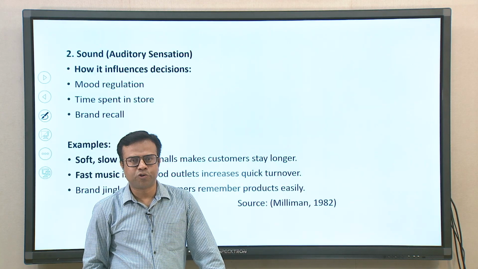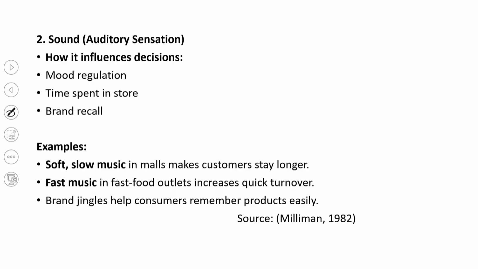Sometimes a lot of advertisements also use the sensation of sound to influence people's minds and emotions. For example, sound can influence your mood regulation, emotions, time spent in a store, brand recall value and so on. Everything can be influenced by certain sounds. For example, soft slow music in the malls makes customers stay longer. When this soft calming music is played in the malls, it was found that people actually stay more because of the influence of this music.